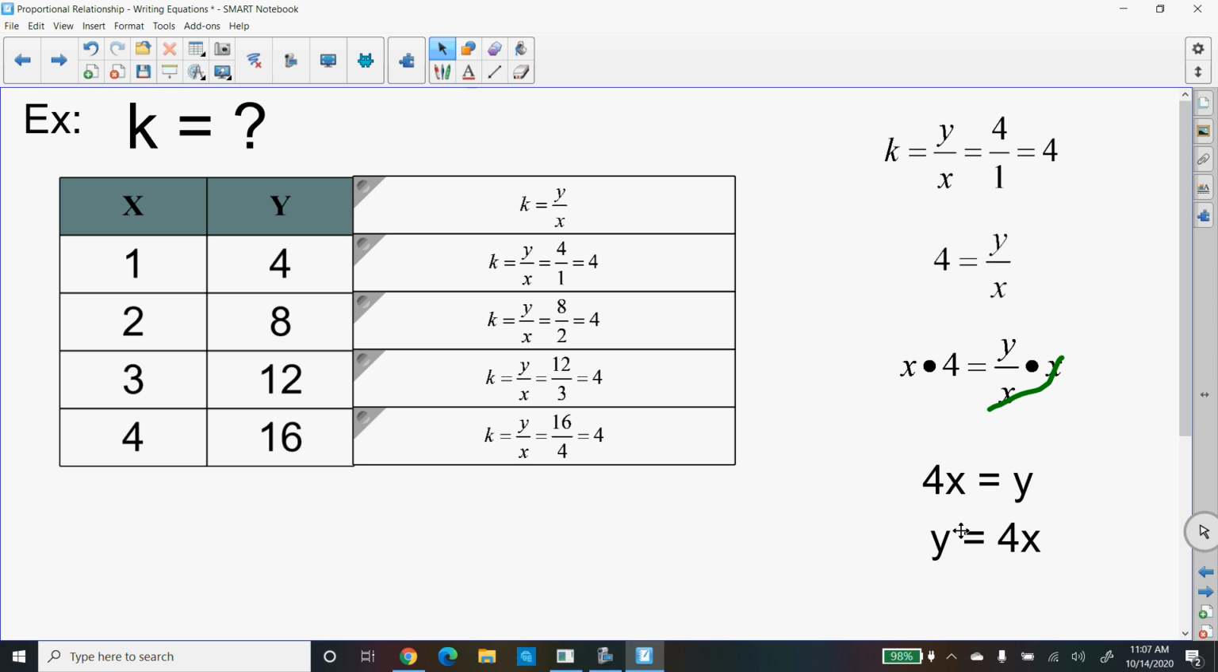So I can reverse it and have my formula, y is equal to kx, where in this case, y equals 4x. So the 4, by the way, was the constant of proportionality, and if you remember, it's being multiplied by the x. So your job is to find the constant of proportionality and put it next to the letter x. And that's it. Okay? So here's one for you.